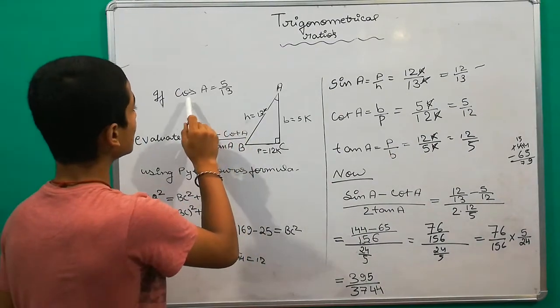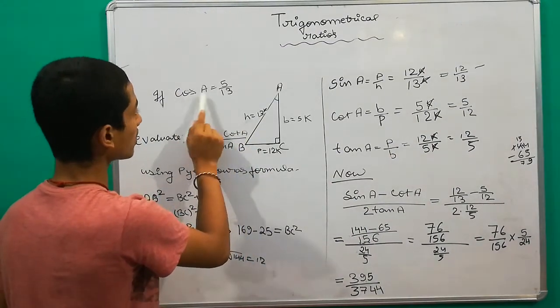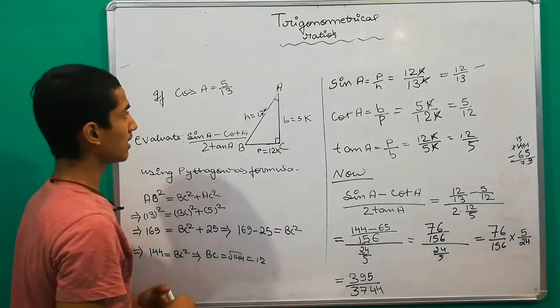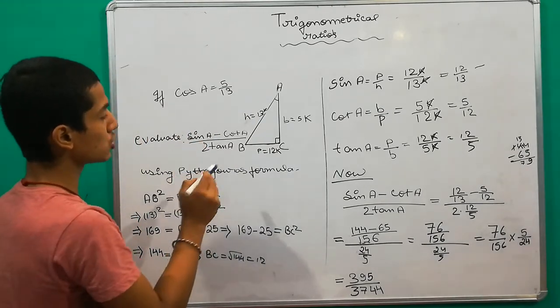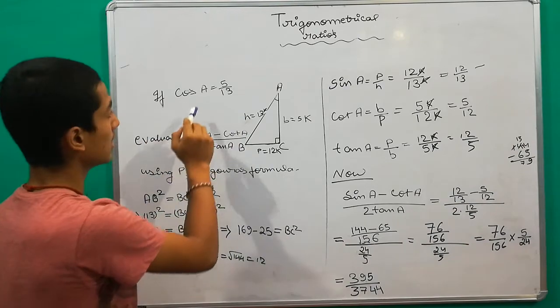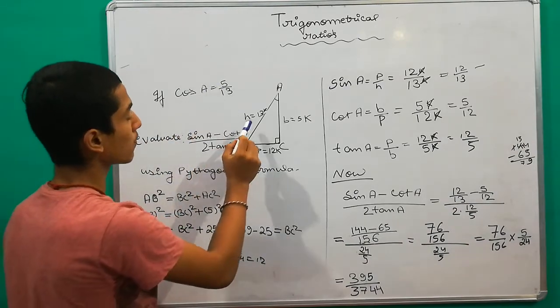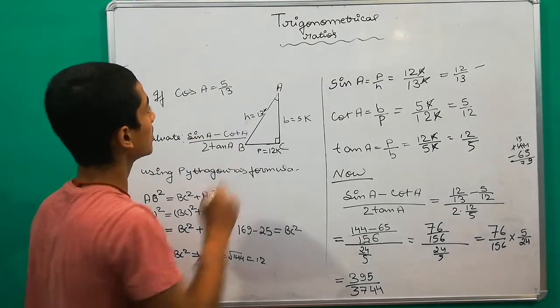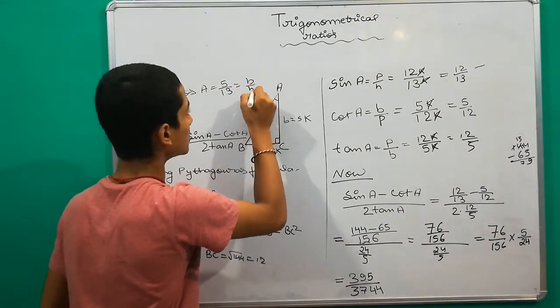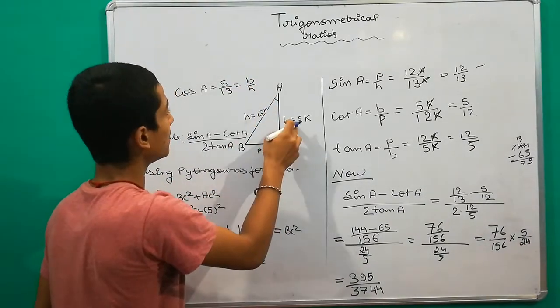First, we will see what is given. Here cos A is given. What is cos A? The value of cos A is B by H. So cos A equals B by H. H is 13 and B is 5.